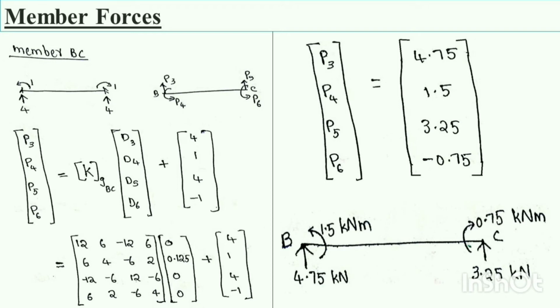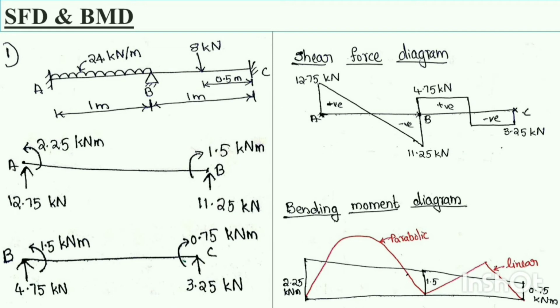Okay. Now, with the member forces that we have derived for members AB and BC, we can draw the shear force diagram and bending moment diagram of this frame. Shear forces in member AB are 12.75 and 11.25. Before drawing the shear force diagram, we have to know the shape of shear force and moment diagrams for different loadings. That is, how the shear force diagram will appear when a UDL is applied or when a point load is applied.